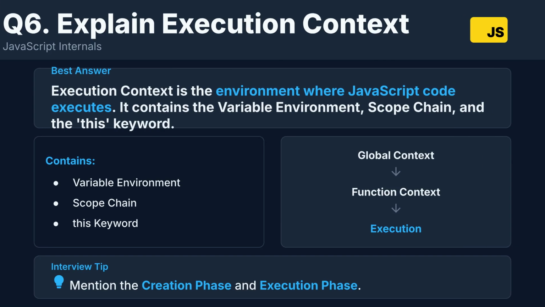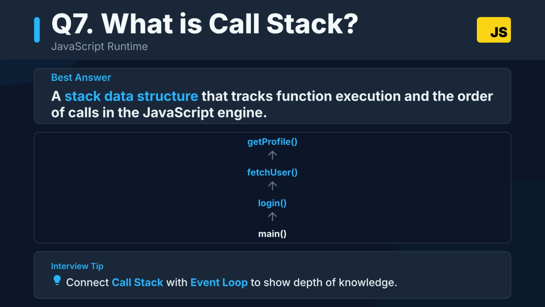Question 6. Explain the execution context. This is the environment where your code actually runs. It includes the variable environment, the scope chain, and the this keyword. Question 7. What is the call stack? It is a stack data structure that tracks function execution order. When a function is called, it is pushed onto the stack. When it returns, it is popped off.